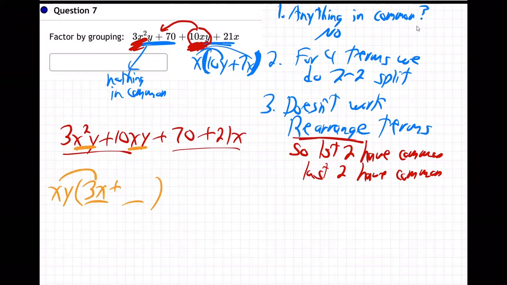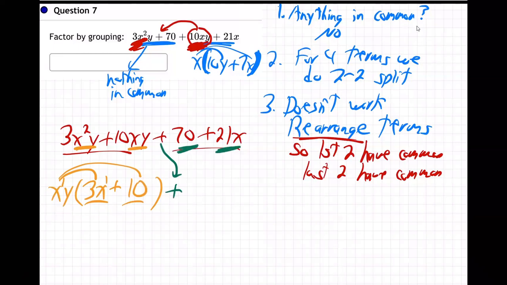Do you see that so far? 3x. xy times 3x is 3x squared y, because the invisible 1 powers on the x's add. Plus, and then what goes here? That'll be 10, won't it? Are you seeing that? XY times 10 is 10xy. Okay, and now the back 2, bring this plus sign that's in the middle down.